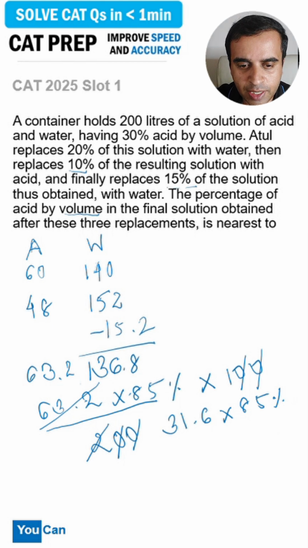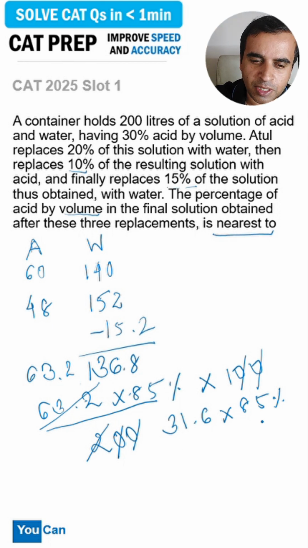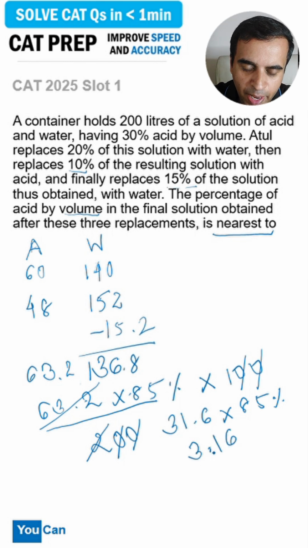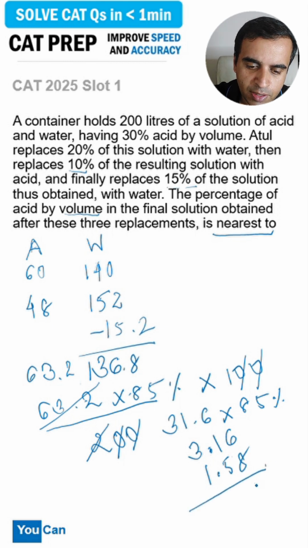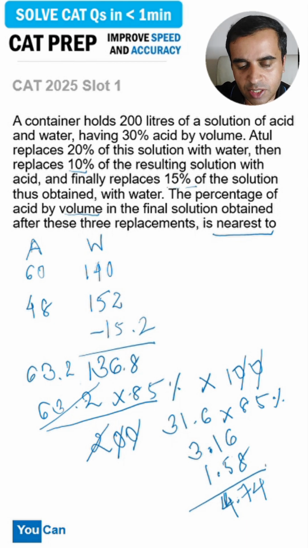What we can try is, it's an approximation. So with 31.6, we can take the 85% as minus 10%, minus 5%. Minus 10% would be minus 3.16, and minus 5% would be half of this 3.16, so that would be 1.58. So if you add these two together, you get 4.74. So you need to remove 4.74 units out of 31.6.